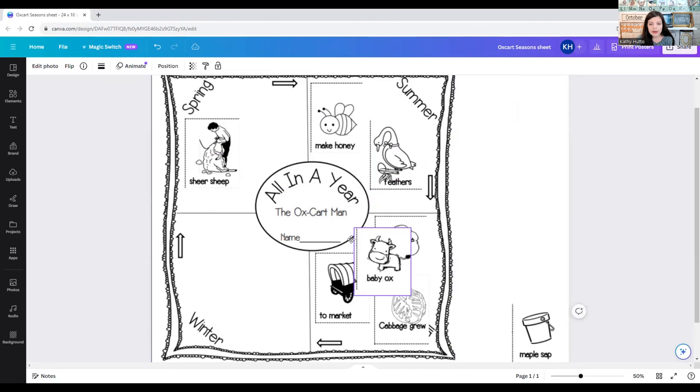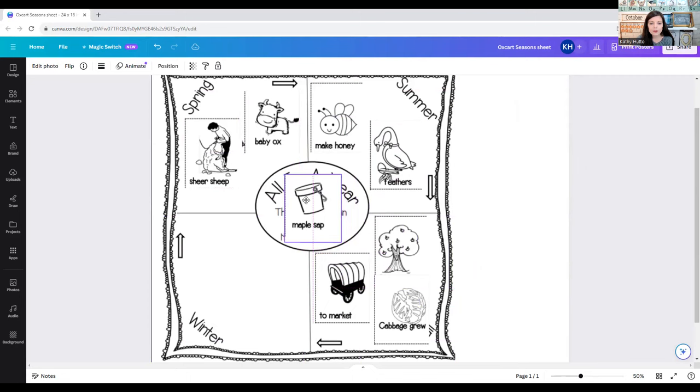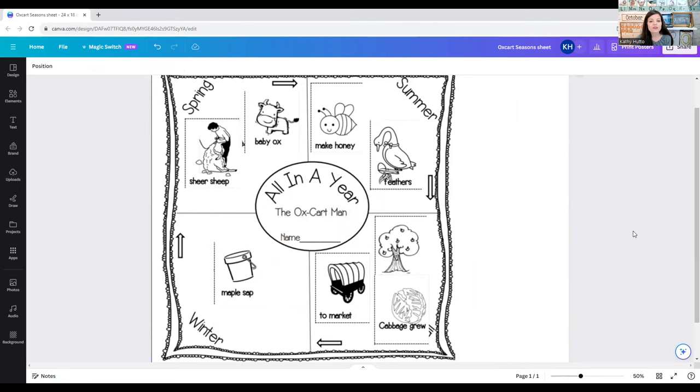And then the next one is the baby ox. When is a baby ox born? That happens in the spring. And then the last one is maple sap. When do they tap the trees and get the sap to make syrup or sugar? That happens in the winter. So we'll put that one right there. So you can see that the farmer is busy all year long making or collecting.